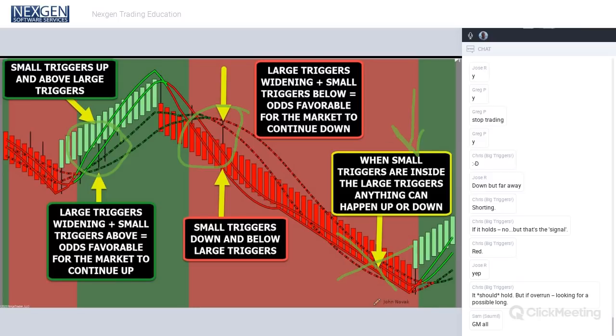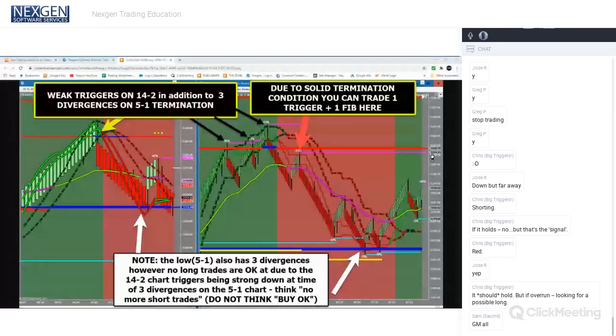Don't do top or bottom trades against strong triggers. You have to wait for it to roll. If the triggers are weak and you get a true bottom, then maybe you could take advantage of it. Is that pretty simple? Don't go top or bottom against strong triggers. Wait for it to roll, which is a very common theme in everything that we do, right?